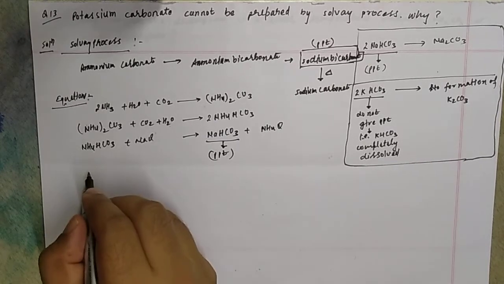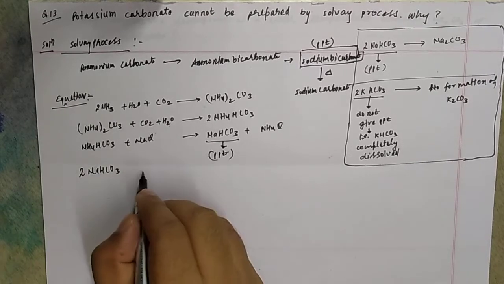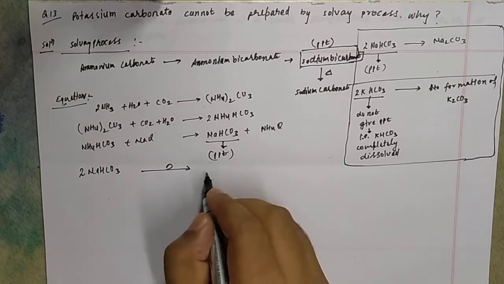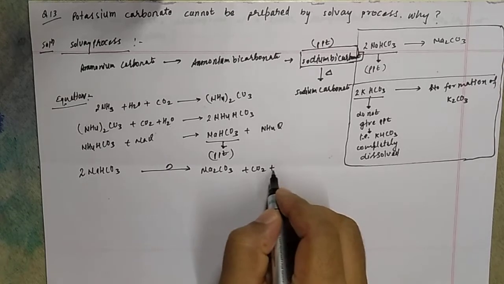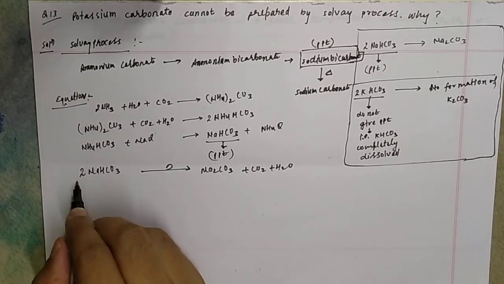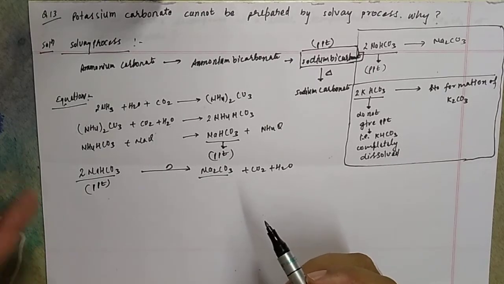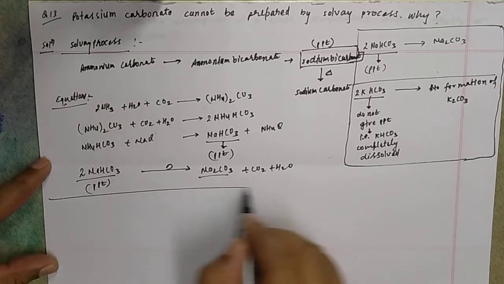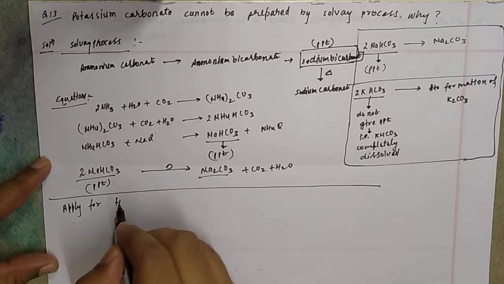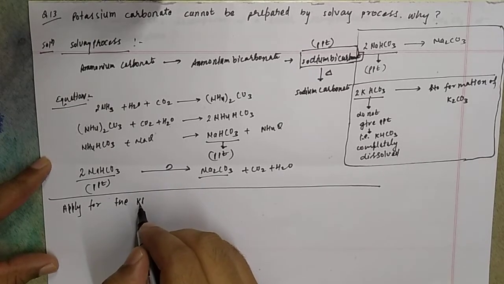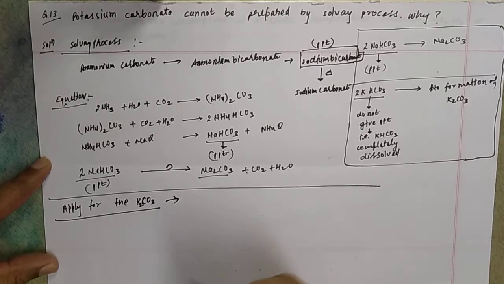Now we take two molecules of NaHCO3 and heat at high temperature. It gives Na2CO3 plus CO2 plus H2O, because this PPT, the sodium bicarbonate, is converted and water gets out. Now apply the same for K2CO3, and we will see why it is not possible.